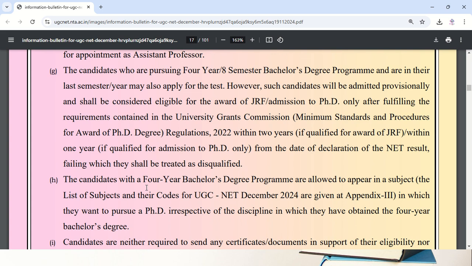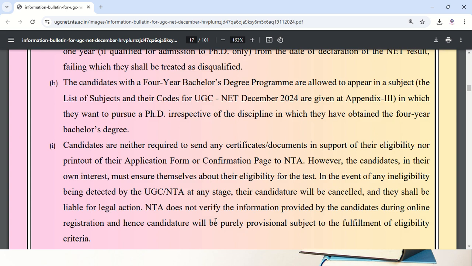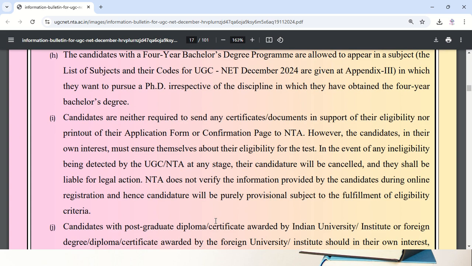Next, candidates with a 4-year bachelor's degree are allowed to appear in the subject list of codes in NET 2024, in which you want to pursue PhD, in the respective discipline which they obtained in the 4-year bachelor's degree. So if you have completed an integrated degree, you need to go through whatever subjects are available. A related subject you can do, if you want to do PhD.